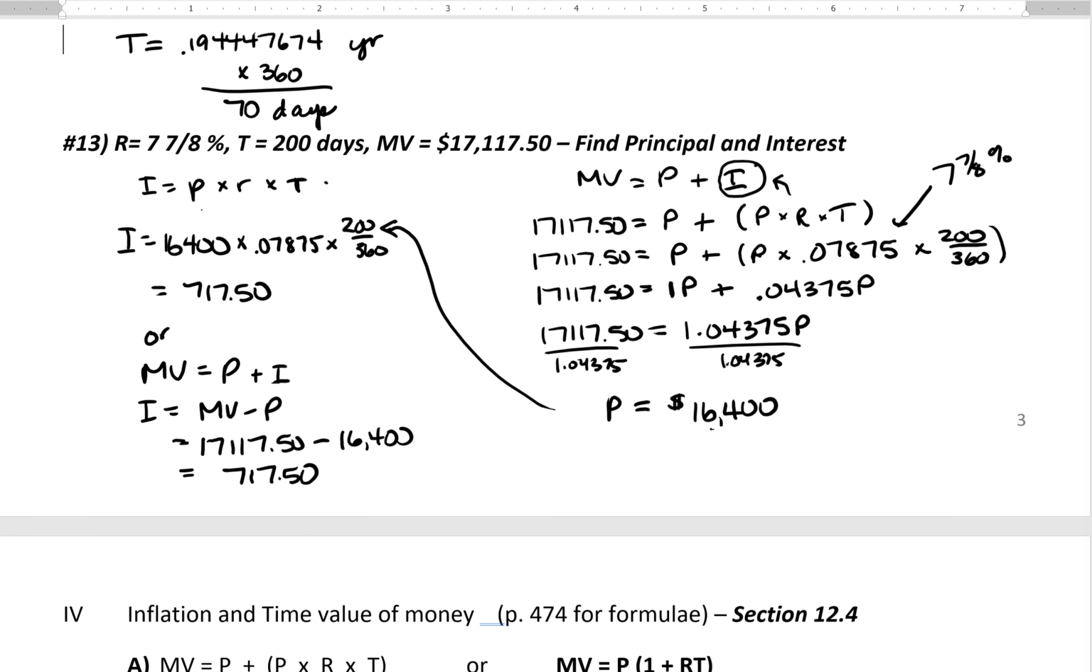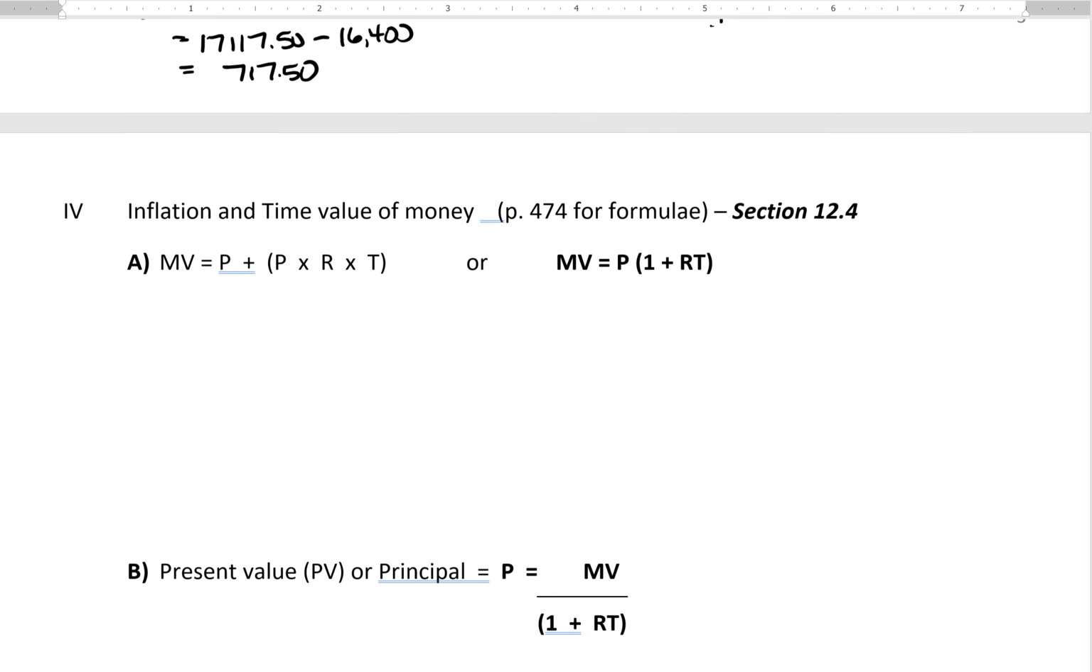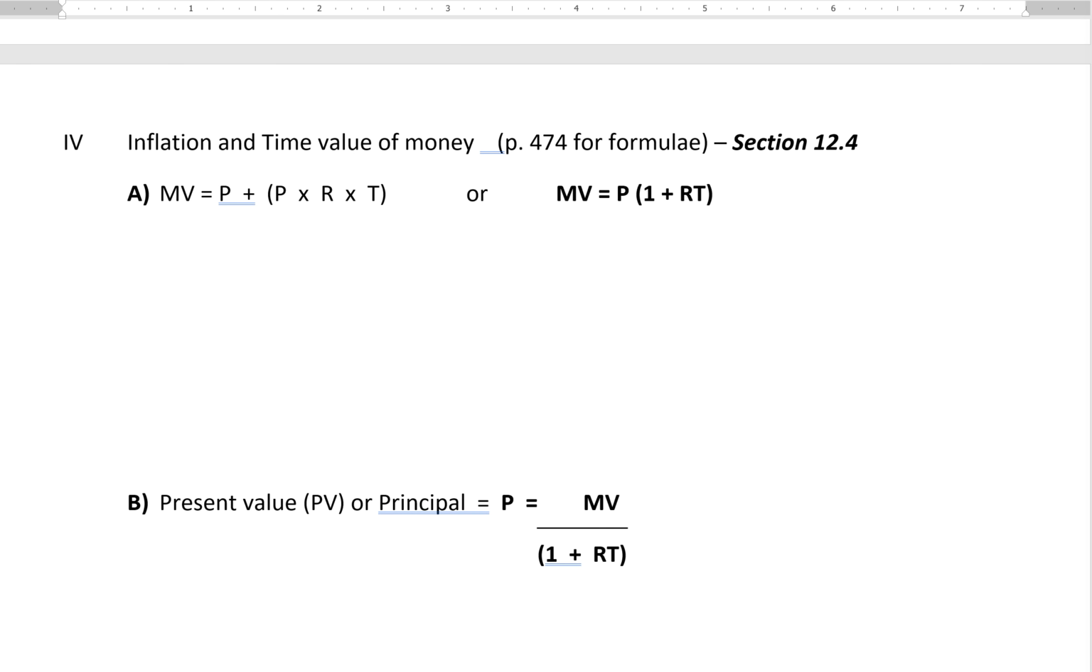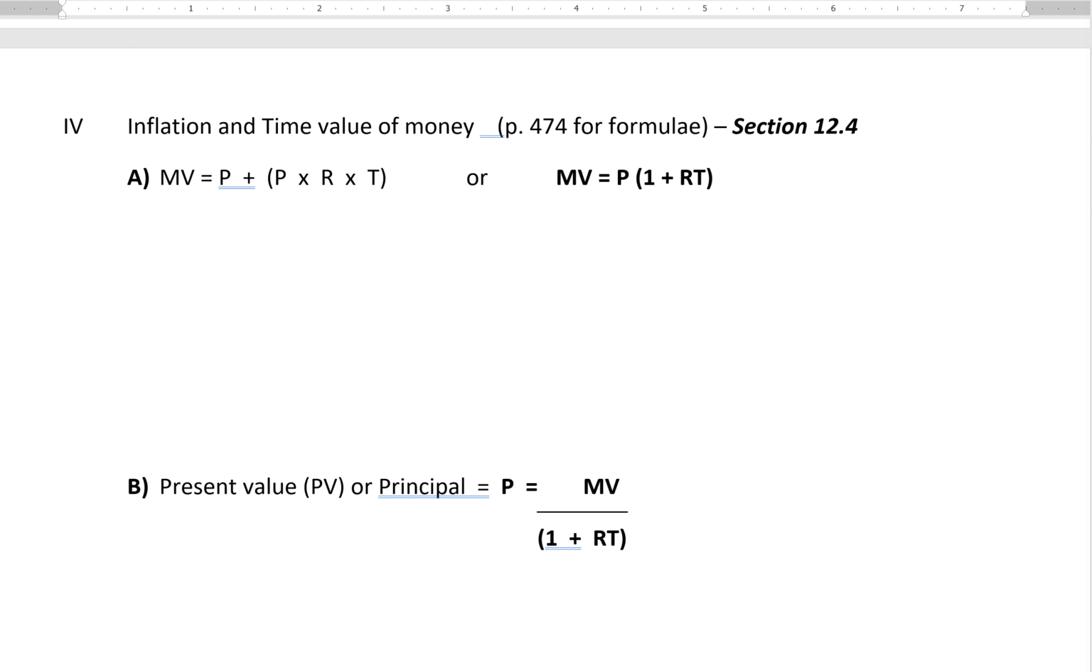All right. Last topic, section 12.4, is just rearranging what we've been doing and talking in terms of maturity value or present value. Again, maturity value, also sometimes called future value.